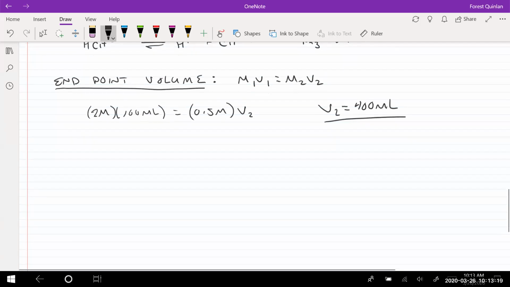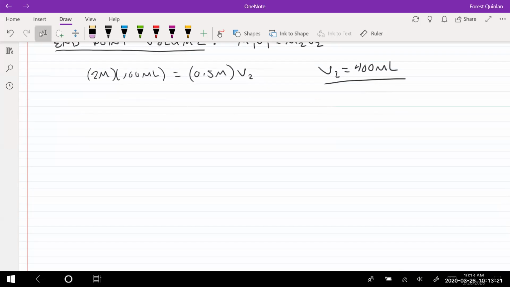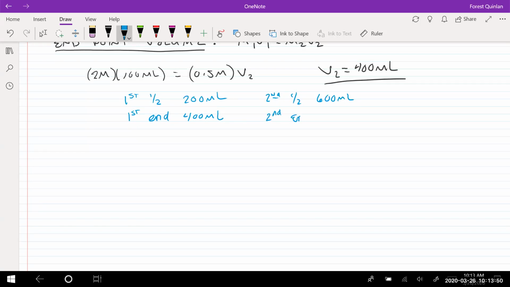So as we look at this, we immediately have a whole bunch of information. What this means now is that the first halfway is 200 mils. The first end is 400 mils. The second half is now 600 mils. The second end is 800 mils.